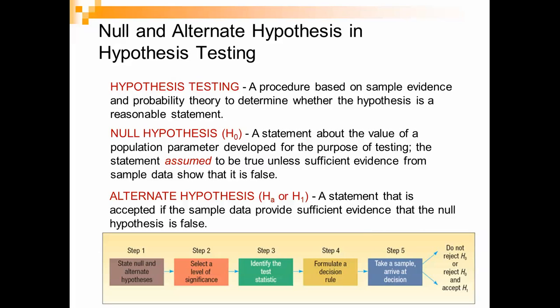And when we say the null hypothesis, we're talking about a statement about the value of a population parameter developed for the purpose of testing. The statement is assumed to be true unless sufficient evidence from sample data show that it's false. And then you have an alternate hypothesis statement that is accepted if the sample data provide sufficient evidence that the null hypothesis is false.